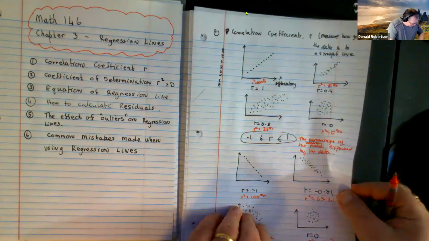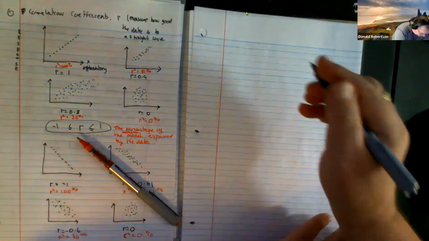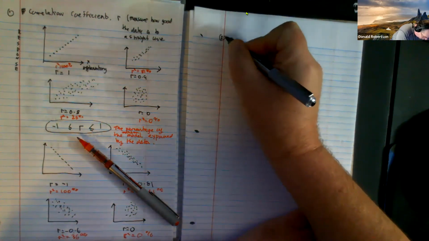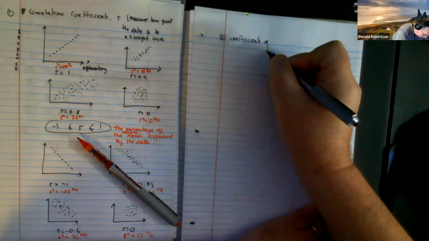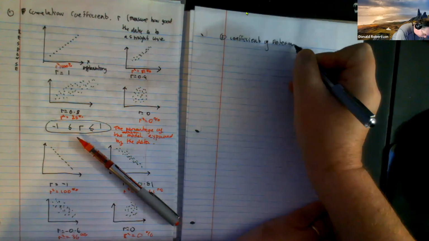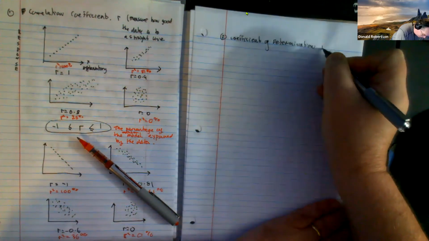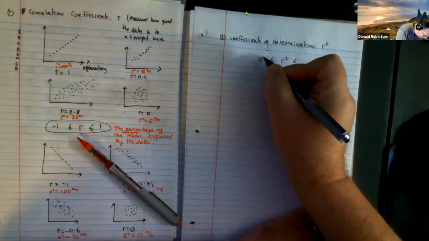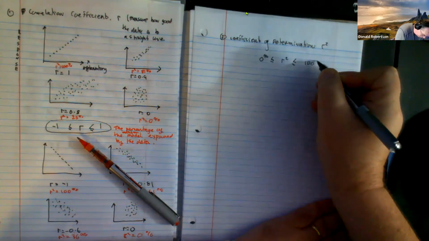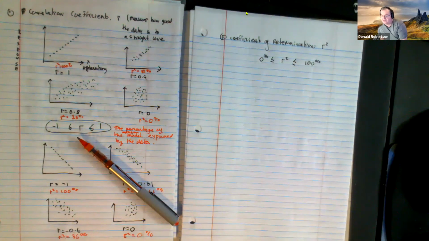So when we talk about the coefficient of determination, which is number 2, it always has a value between 0% and 100%. Does that make sense? The best you could ever get for an R squared would be 100%, a perfect fit. And the worst case scenario would be 0%. So far, so good.